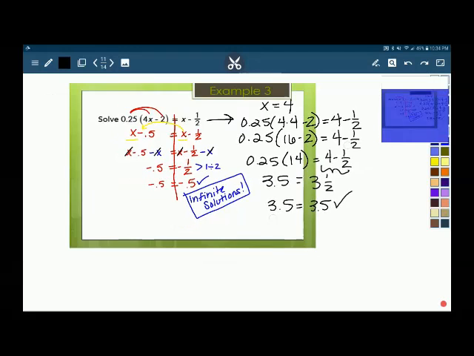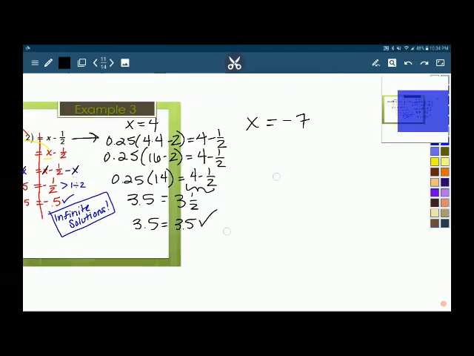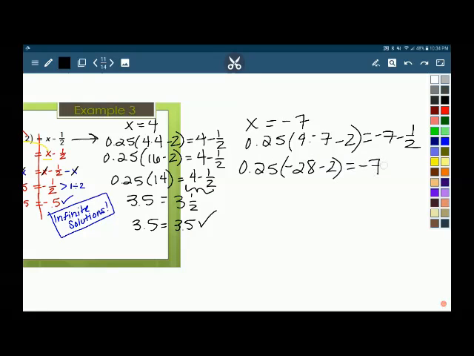Okay, now you don't have to write this down, but I can pick any other number as well. Let's say I pick x is equal to -7. Okay, let's plug that one in. 0.25 times 4 times -7 minus 2 is equal to -7 minus 1/2. Okay, so that's 0.25 times 4 times -7, that's -28, minus 2 is equal to -7 minus 1/2.